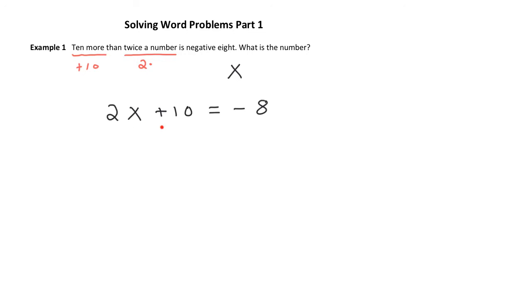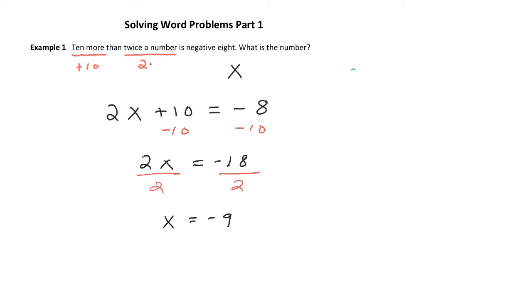So looking here, I want to get x by itself. I guess I will subtract 10 from both sides first. I get 2x is equal to negative 18. I'll divide both sides by 2. And my answer is negative 9. It must be that negative 9 is the number that when you double it and add 10, it gives you negative 8. We could even check this just to make sure.